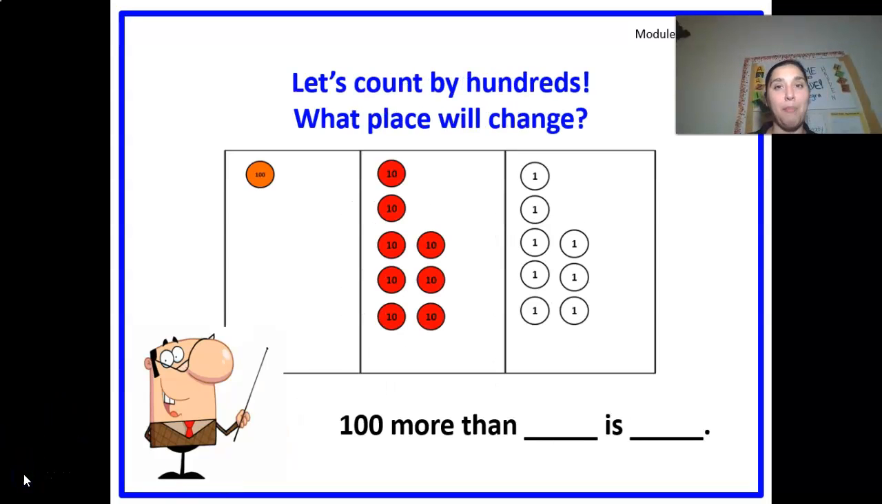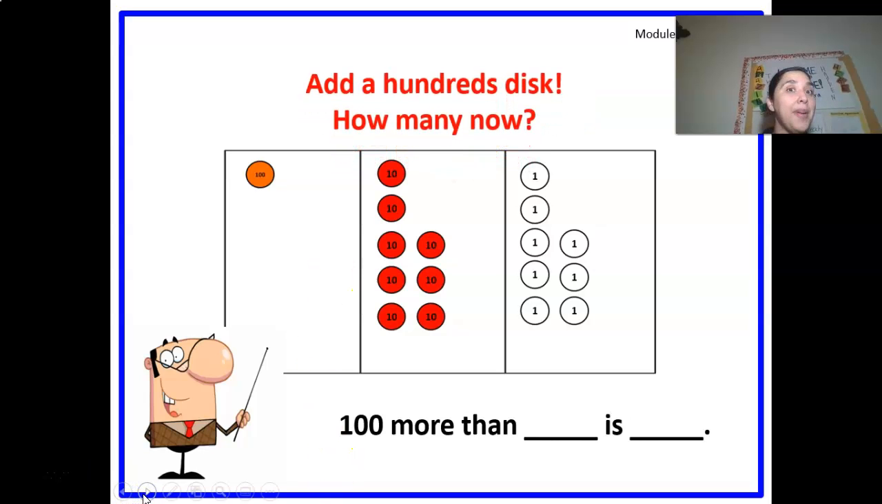Let's do another example, boys and girls. Let's count by hundreds. What place will it change? Get ready. Yes, the hundreds place. So look at this. What is the number being modeled in here? Get ready. Yes, 188. So I'm going to add 100 disc.